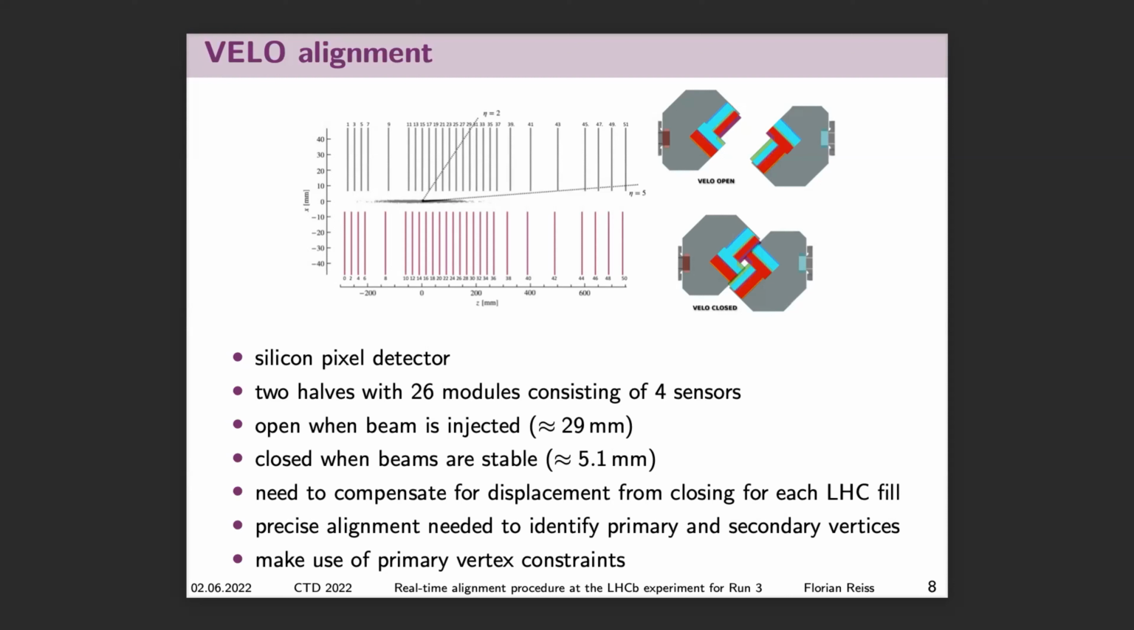And this VELO alignment is really important so that we can precisely identify primary and secondary vertices. And as I told you here, we can make use of the primary vertex constraints to get a better alignment precision.